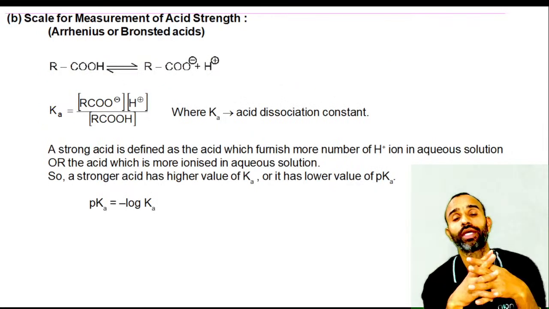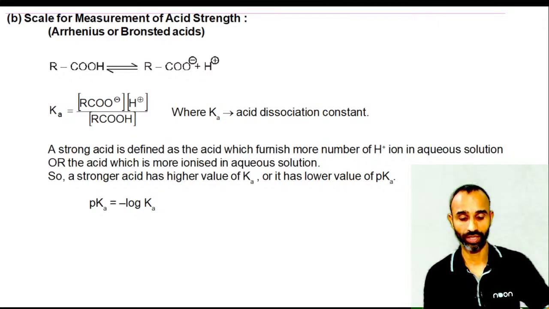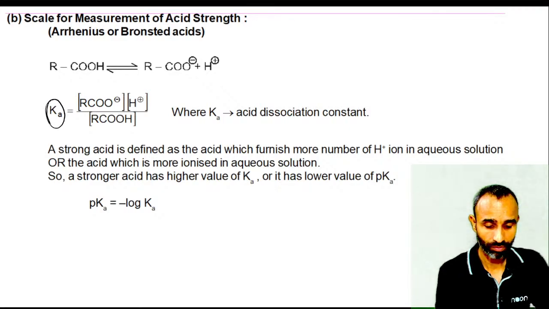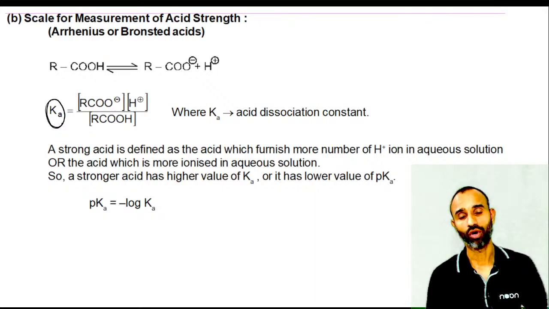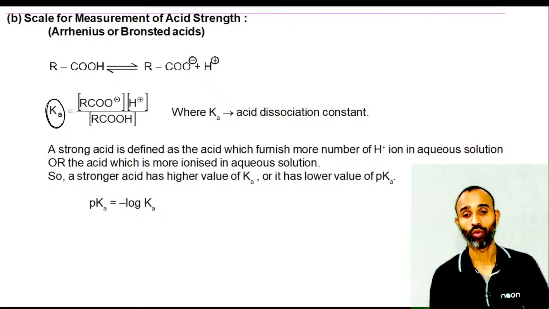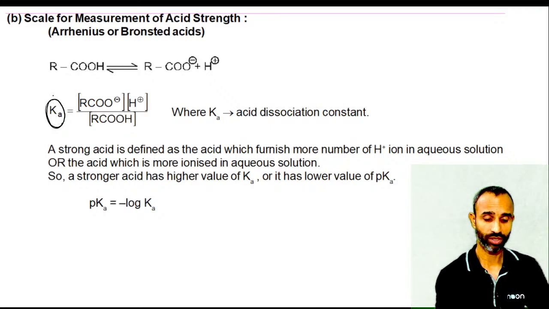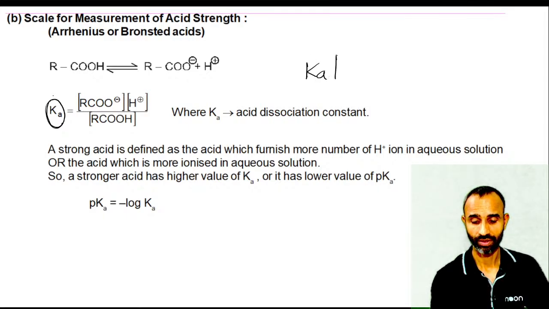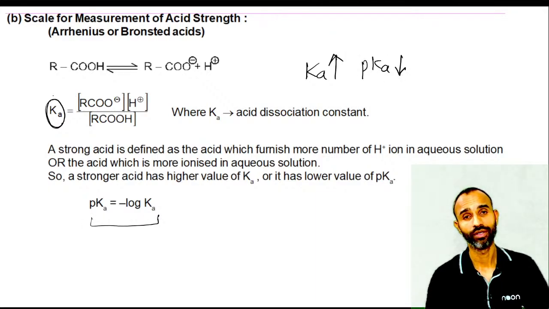Now, how do we measure the acid strength? To measure acid strength, we take into account Ka, that is the acid dissociation constant. Obviously, when an acid is strong, it will give more H plus ions, and therefore its Ka value is higher. And if the Ka value is higher, the pKa value is lower.